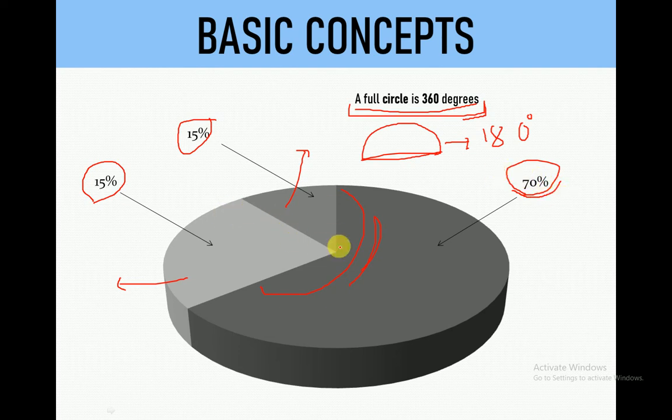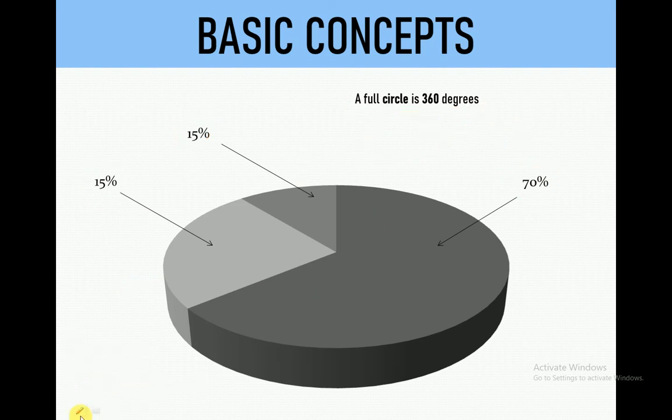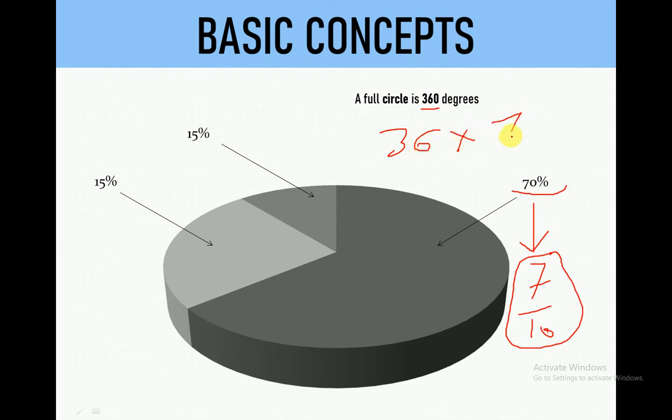Suppose the percentage value is given here, and you have to find the degree value. Let me just erase this. For 70%, the fractional value is 7 by 10. To find the value in degrees, we just find 7/10 of 360 degrees. 7/10 of 360 is 36 into 7, which comes out to be 252.